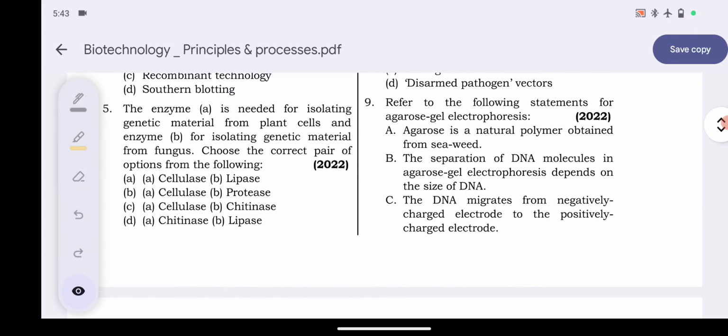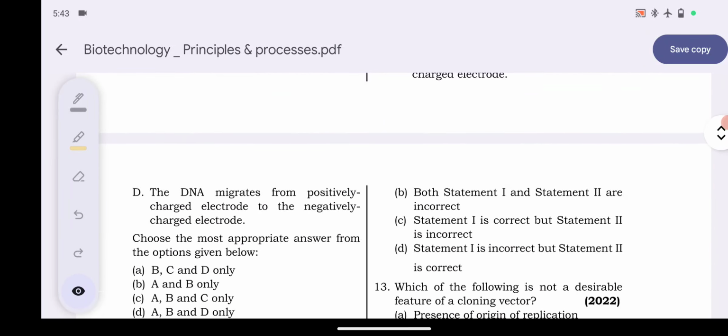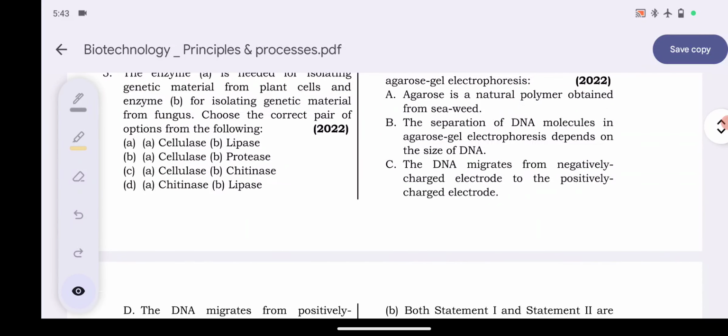Refer to the following statement for agarose gel electrophoresis, and here you have to choose the appropriate answer. So look, agarose gel electrophoresis. Agarose is a natural polymer obtained from seaweed. Okay, this is correct regarding agarose gel electrophoresis.